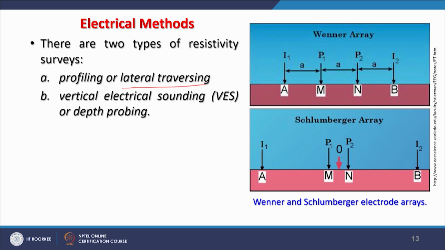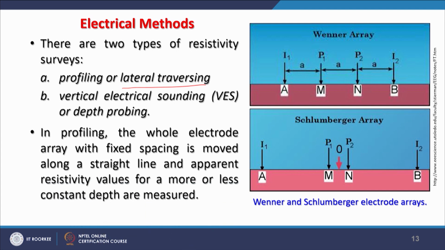The other way we can do is the vertical electrical sounding or VES or depth probing, which is also possible, and I will discuss it very briefly later. So, first one is the profiling. The same arrangement, if I have chosen initially the Wenner array, then continuously for the next section I would be doing the same. So, in profiling, the whole electrode array with fixed spacing is moved along a straight line, and apparent resistivity values for a more or less constant depth are measured.